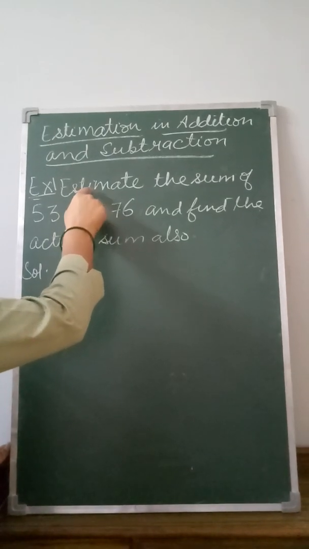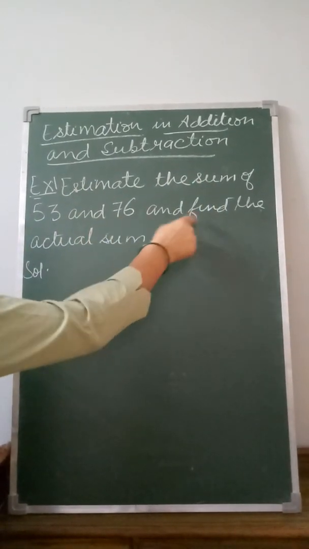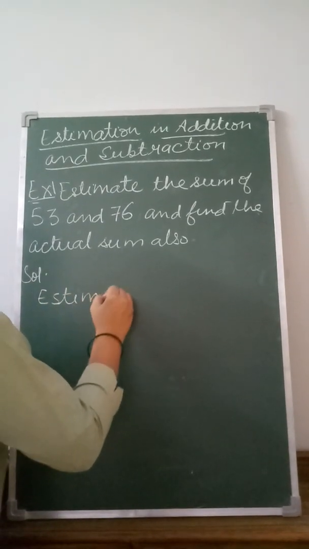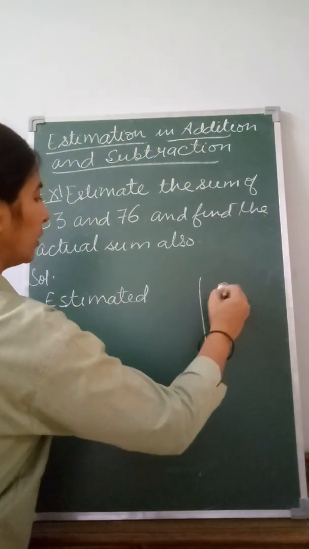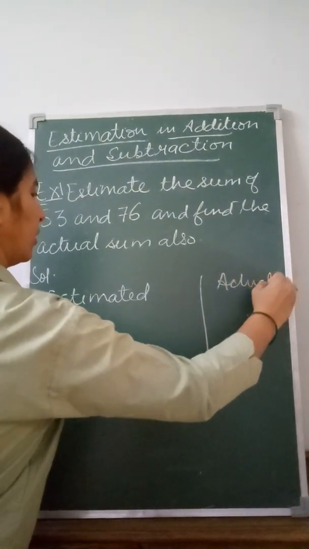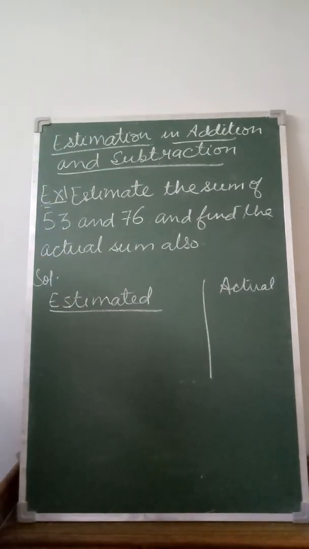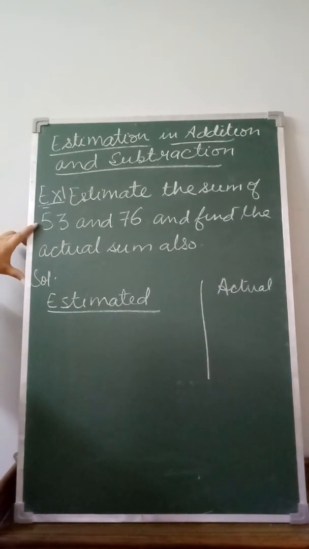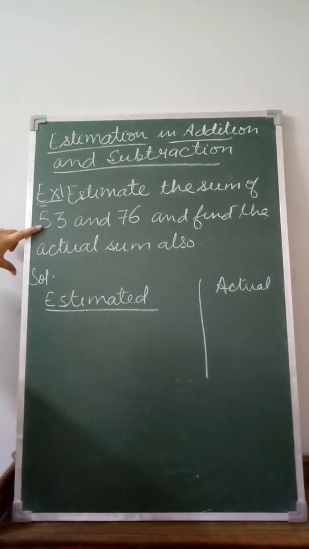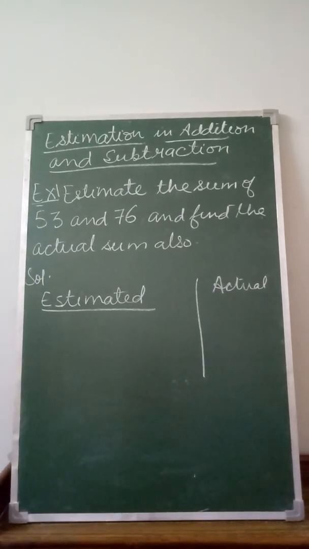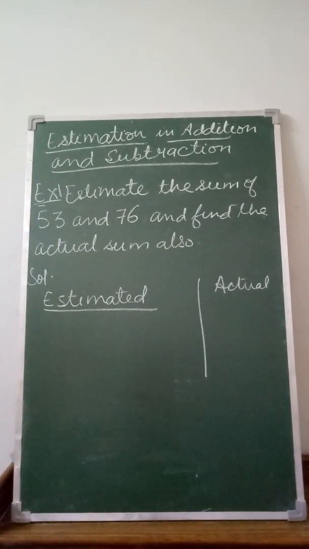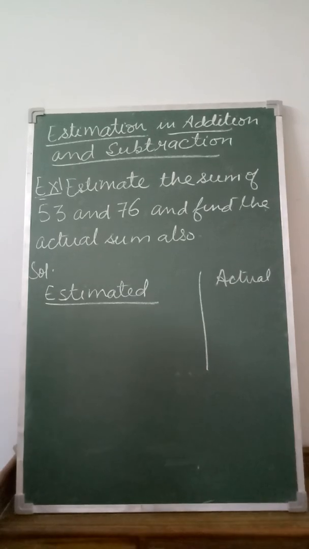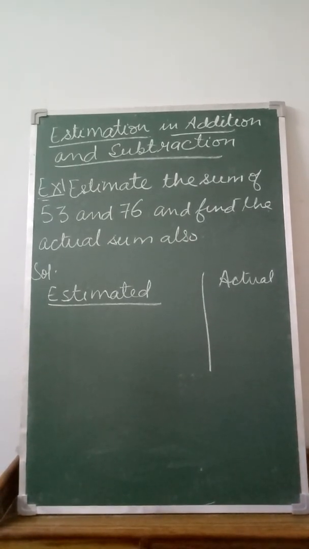All of you please look here. Estimate the sum of 53 and 76 and also find the actual sum. So here we are doing the estimated and here I am writing the actual, right? One more point, students. In this question it is not mentioned whether we have to estimate to the nearest tens or 100. If both are 2-digit numbers, you have to round off to the nearest tens. If it is a 3-digit number, then you have to round off to the nearest 100. So here both numbers are 2-digit numbers, so both are converted to the nearest tens.